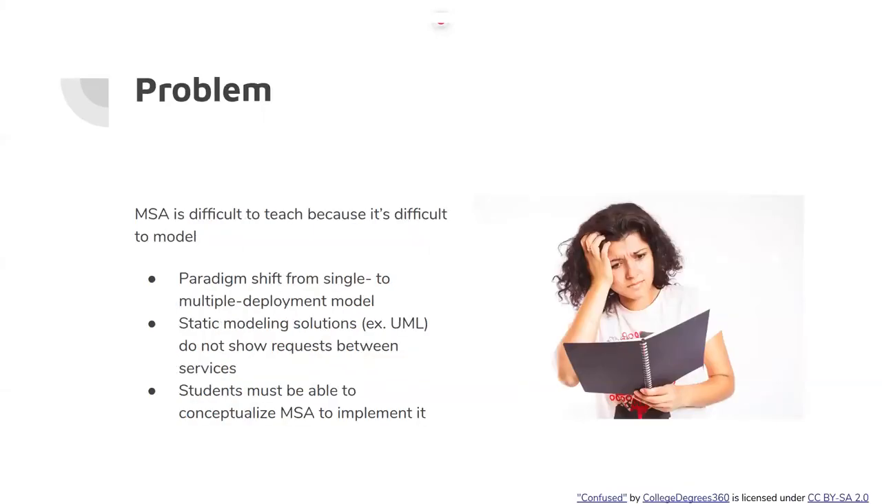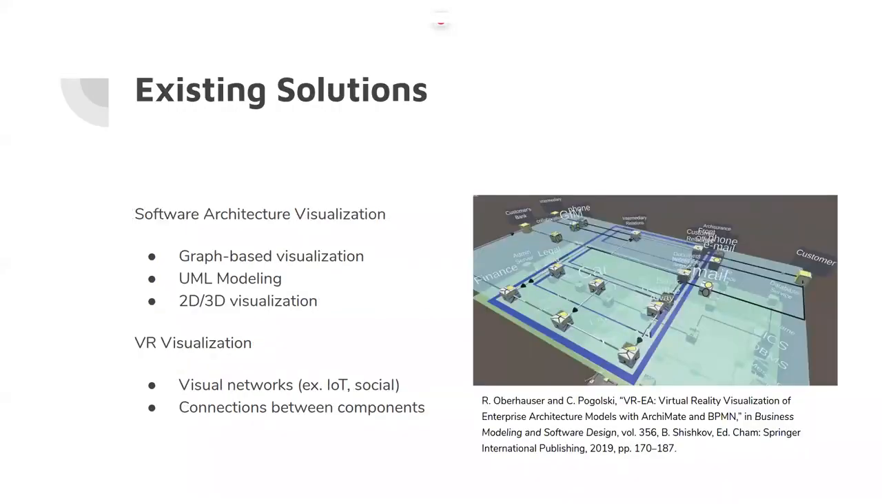It's kind of hard to teach this because growing up as computer science majors, we always think about a singular deployment. You push one button in your IDE and it deploys everything. Well, now we're having to deal with all these different multiple deployments. And so static modeling solutions like UML don't really do a good job of talking about this because you have to talk about the interactions between services. Students have to be able to conceptualize this microservice architecture in order to go ahead and implement it.